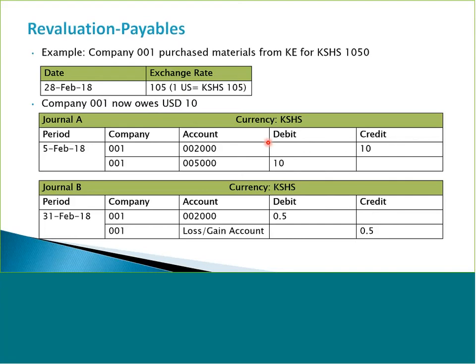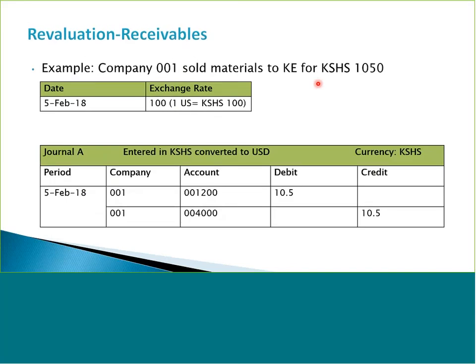Okay, so that is how revaluation on the payables side works. Now let's look at the other side, which is receivables. In this example, Maskani sold a company or a client in Kenya some materials, and those materials were worth the same amount, 1,050 Kenya shillings. Okay.